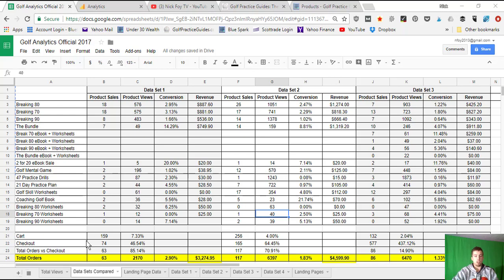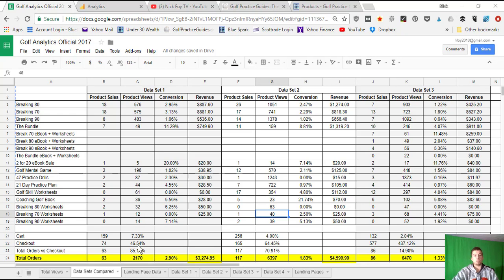In this case, 159 people made it to the cart page. 74 ended up making it to the checkout page. That's about 46% of the cart people moving on to the checkout stage. And the 159 people that made it to the cart were about 7.33% of the people that stopped by all of these different product pages. So on average, 7% of people moved on to the cart after viewing a product.